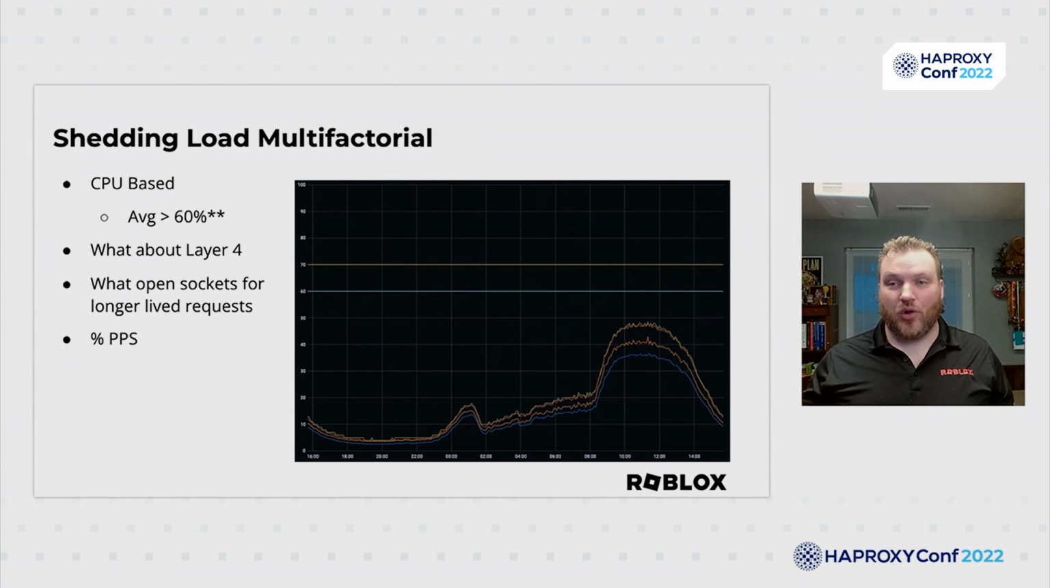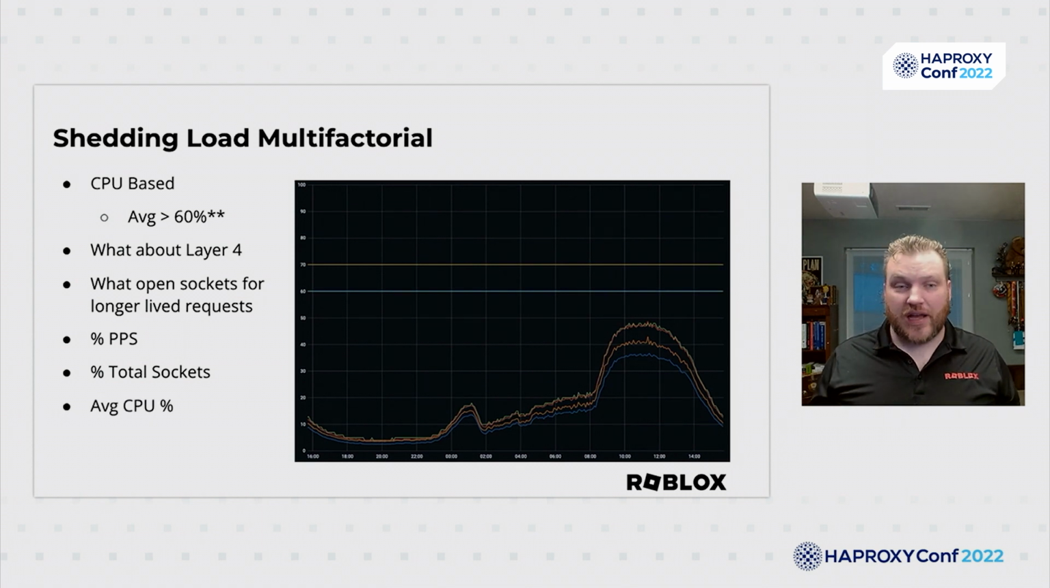So we added multifactorial. We used packets per second on our layer 4 load balancer as a percentage. We used a percentage of the total sockets available on HAProxy, and of course we used the average CPU for the given site.